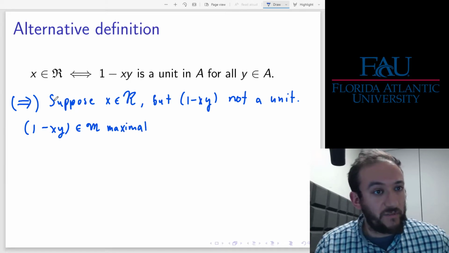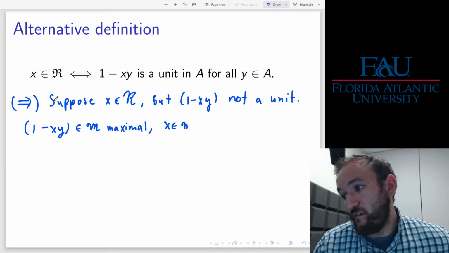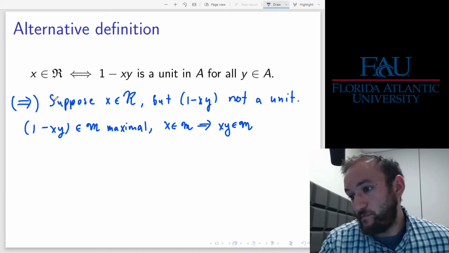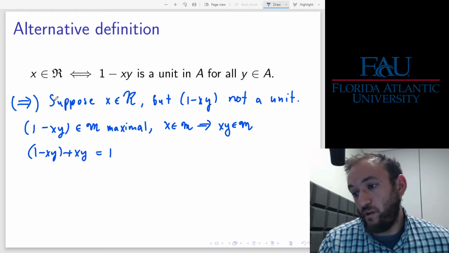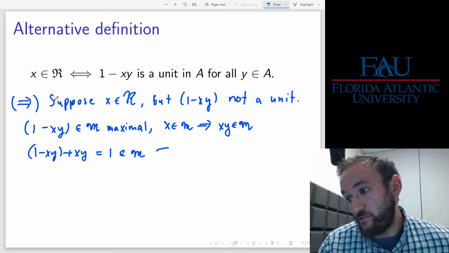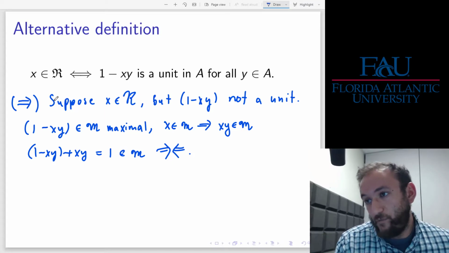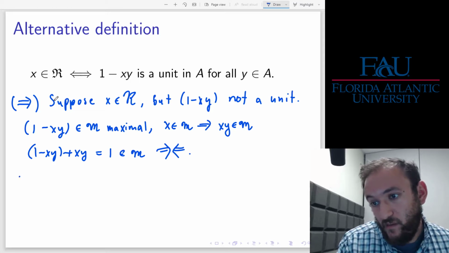But we know that x is in the Jacobson radical, so it's in every maximal ideal. So x is also in M. Because this is an ideal, xy is in M, which means 1 minus xy plus xy is in M. But that's just 1, and obviously you can't have 1 in a maximal ideal, otherwise it would be the whole ring. So that's a contradiction. So that tells us that 1 minus xy has to be a unit. Let's go the other way.